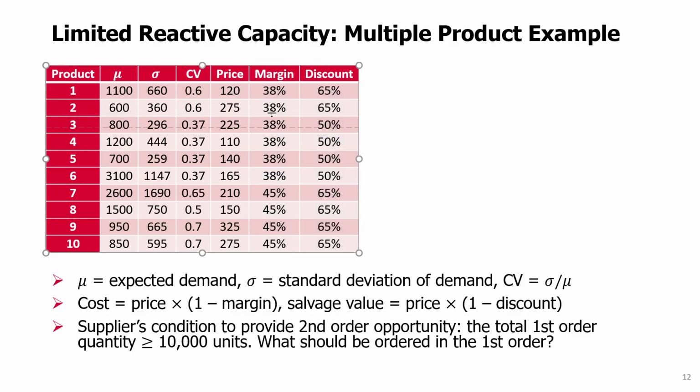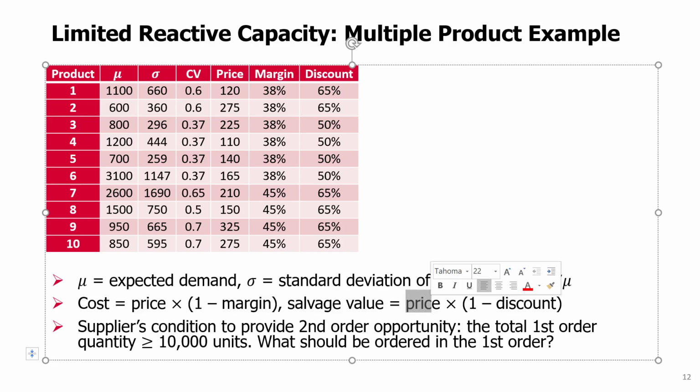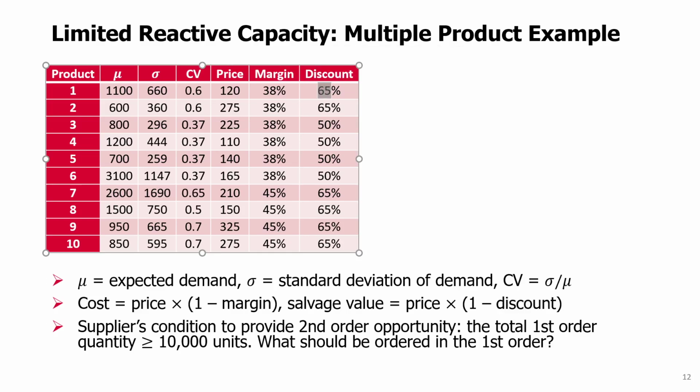If the margin is 38%, then we know that if the price is 120, 38% of this 120 is our gross profit, and the remaining part, 62% in this case, is actually the cost. So we can calculate the cost as price times 1 minus margin, and we can calculate the salvage value similarly as price times 1 minus the amount of the discount. If we discount 65%, that means 35% of this is the salvage value.